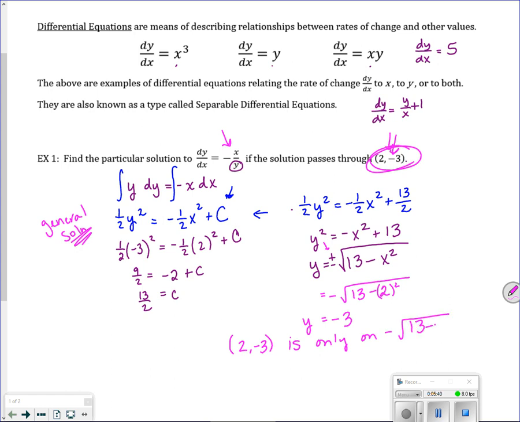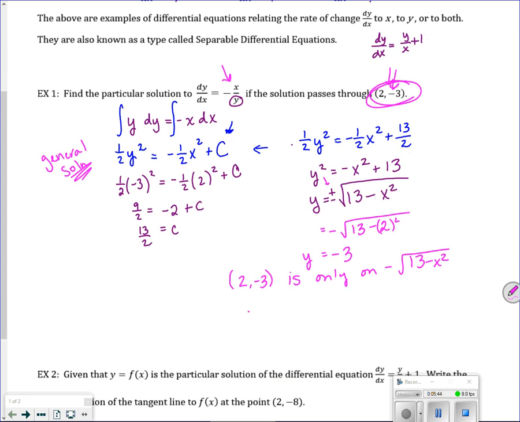That's why for my final answer, I have to put y equals negative square root of 13 minus x squared. This is the solution, the particular solution to my differential equation. I literally have to pick. Okay? Now let's look at number 2.